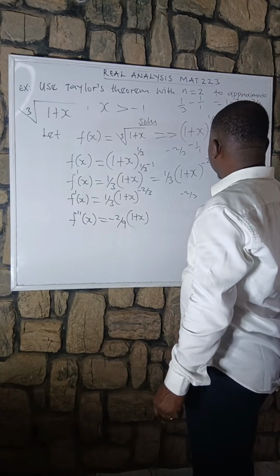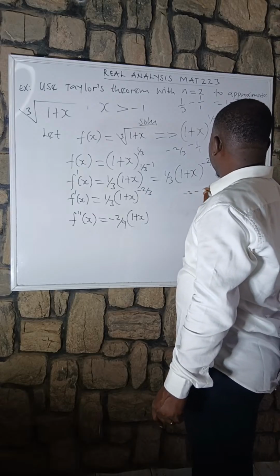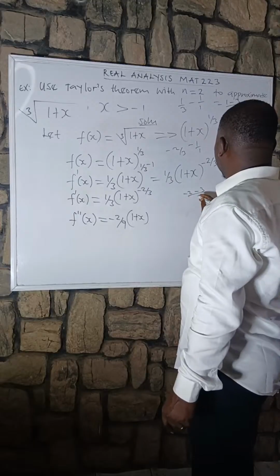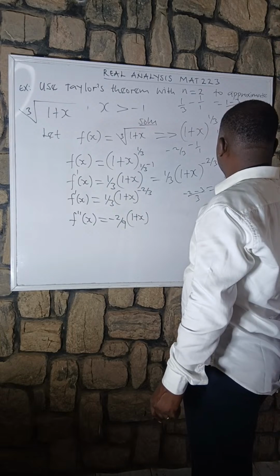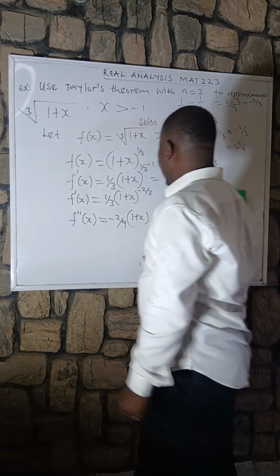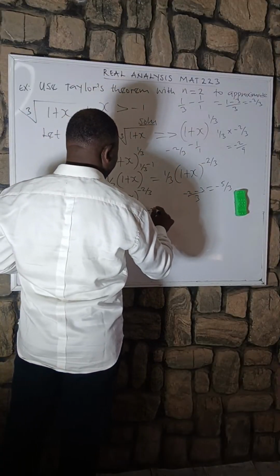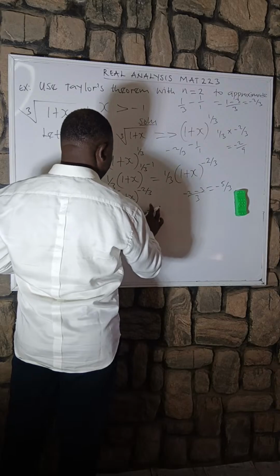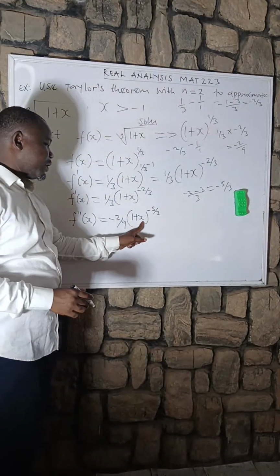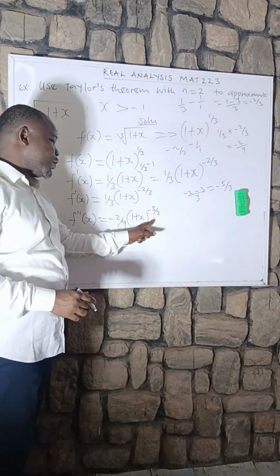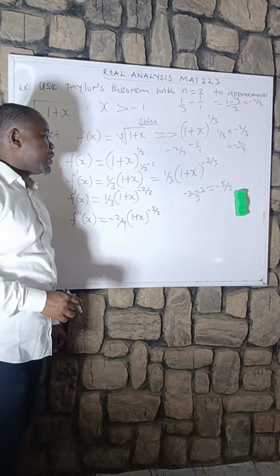Take the LCM. So if we take the LCM, we are going to have minus 2 minus 3 all over 3, right? All over 3, which is equal to minus 5 all over 3. So you are going to have minus 5 all over 3. Then we come back to differentiate what is inside there. 1 plus x, 1. So 1 times minus 2 all over 9 is the same as minus 2 all over 9. Is that clear?